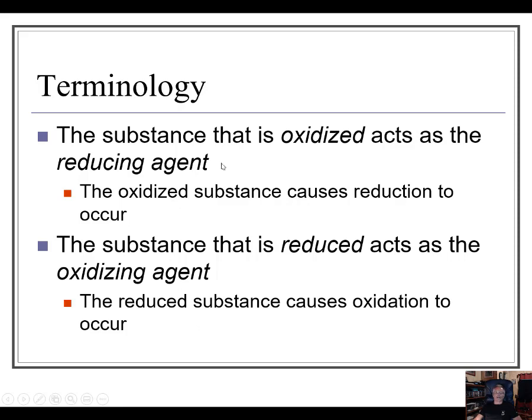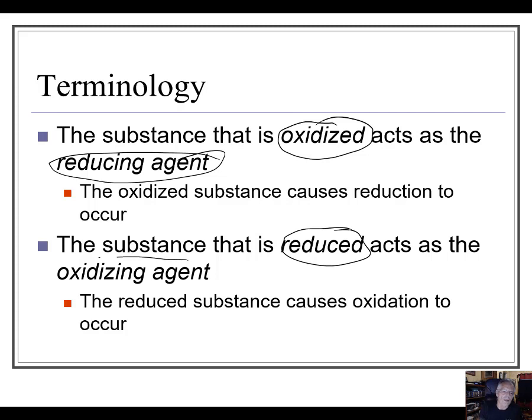So the real shorthand in this is whatever gets oxidized is the reducing agent, whatever gets reduced is the oxidizing agent. So I would just put those two together. Whatever is oxidized is the reducing agent, and whatever is reduced is behaving as the oxidizing agent.